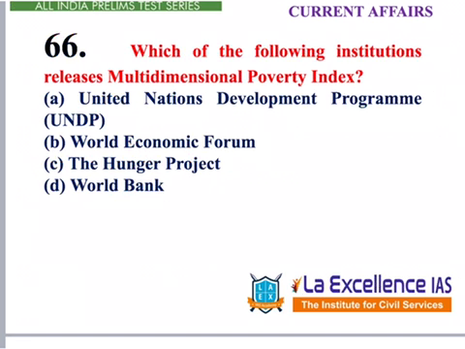The next current affairs question is given under question number 66. This question is regarding the institution that releases Multidimensional Poverty Index.